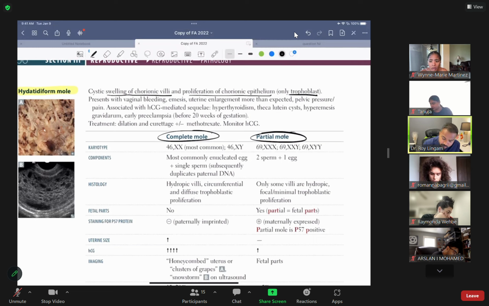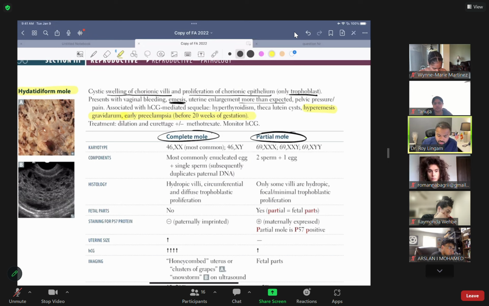Patient comes with vaginal bleeding, emesis. That emesis, throwing up, is very important here. Uterine enlargement more than expected, all these things, folks, okay? Now, hyperemesis gravidarum and early preeclampsia, blood pressure. We will talk about preeclampsia. It is a very sign indication for that, folks, okay?